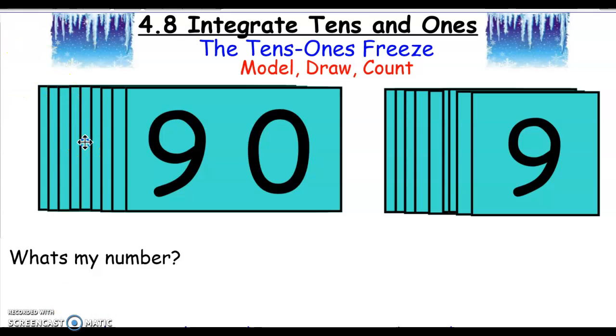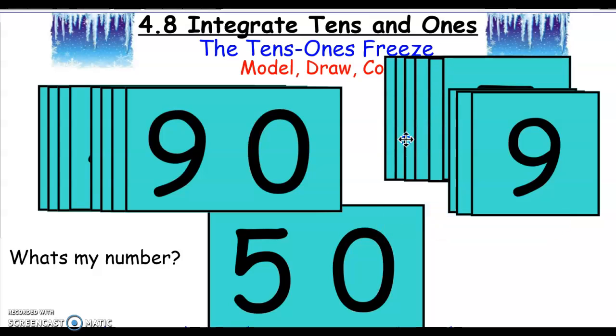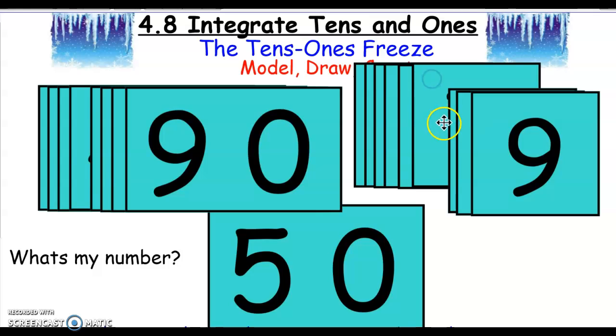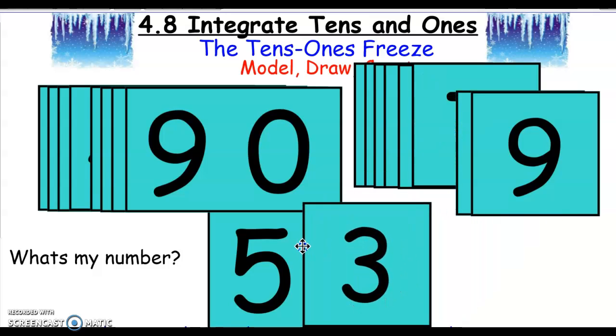So I'm just going to pull out a mystery number here. Okay, 50 and, oops, not all those. Looks like those are grouped together. There we go. 53. So in order to make that, I would make 5 tens and 3 ones.